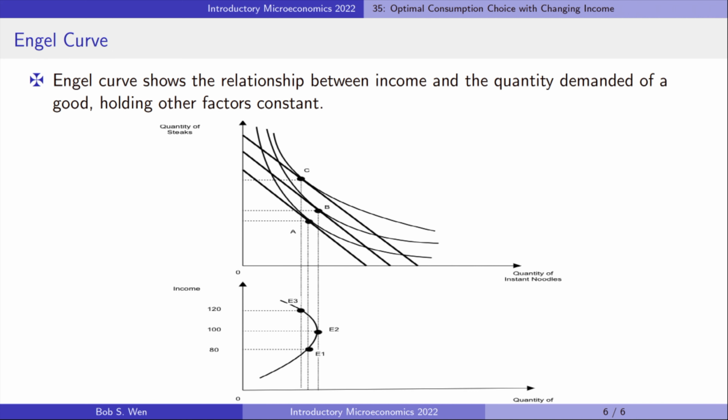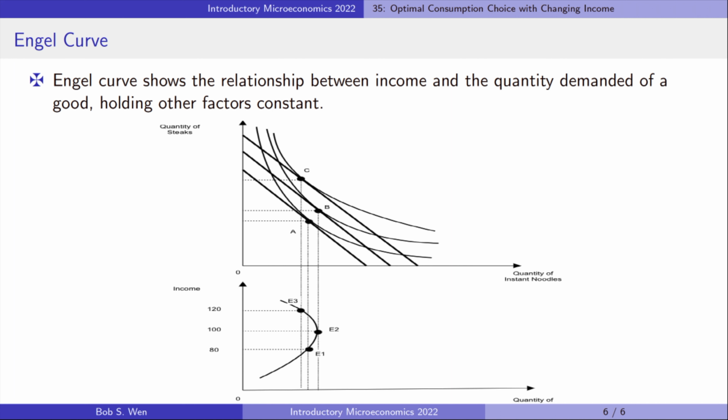Finally, let me introduce the Engel curve. The Engel curve shows the relationship between the quantity demanded of a good and income, holding other factors constant. Usually, the Engel curve is upward-sloping, meaning that the quantity demanded increases as income increases. For the inferior goods, the Engel curve is upward-sloping at first, and then it is backward bending as income rises further. I draw the Engel curve for instant noodles.